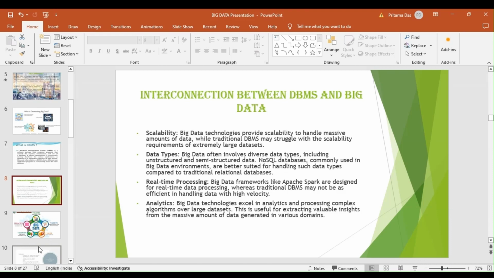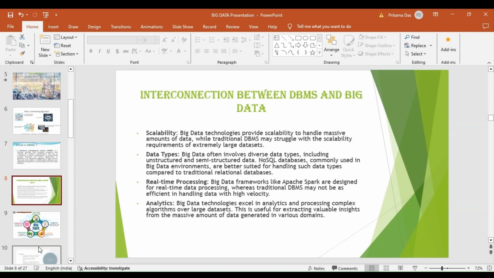Next one is data types. Big data often involves diverse types, including unstructured and semi-structured data. NoSQL databases, commonly used in big data environments, are better suited for handling such data types compared to traditional relational databases. When we talk about traditional relational databases, we talk only about structured data. But in the case of big data, we talk about structured, unstructured, and semi-structured data also.